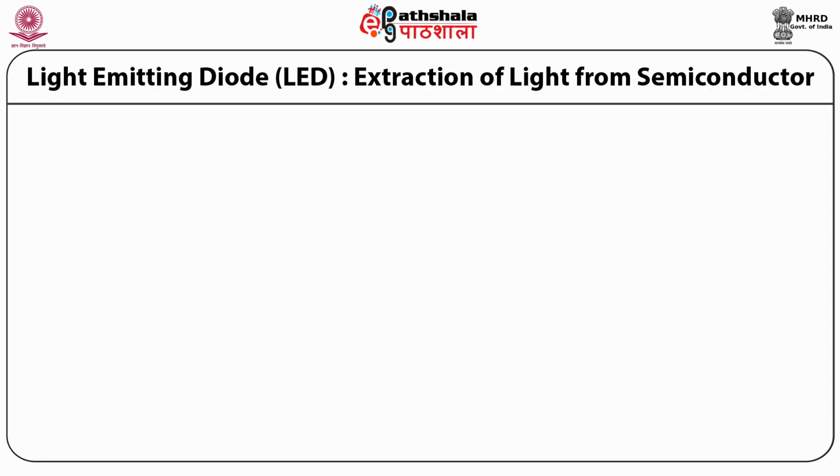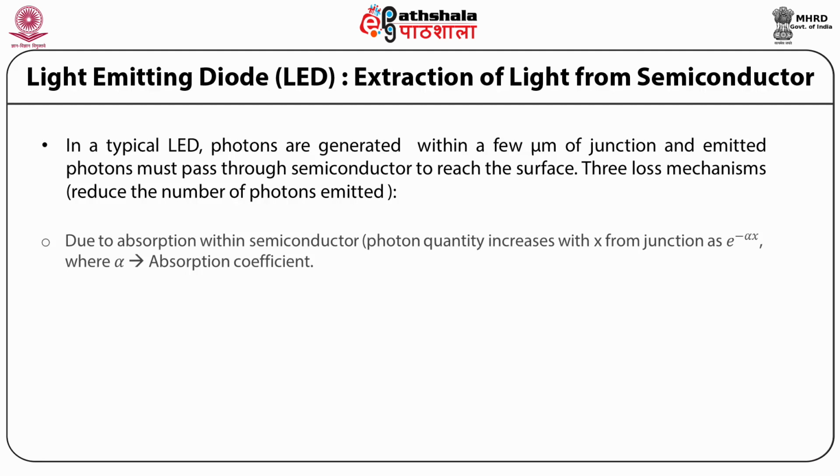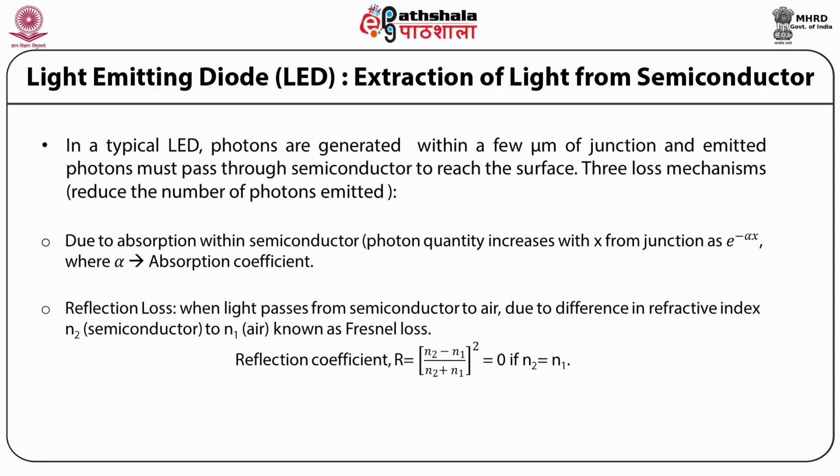Extraction of light from semiconductor. In a typical LED, photons are generated within a few micrometers of the junction, and emitted photons must pass through the semiconductor to reach the surface. So, three loss mechanisms reduce the number of photons emitted. First is absorption within the semiconductor. Photon quantity decreases with x from the junction as e to the power minus alpha x, where alpha is the absorption coefficient. Then, reflection loss.